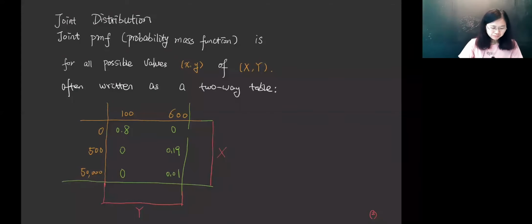Joint distribution, or joint probability mass function, is denoted f sub XY, little x, little y, where the capital X and Y stand for the random variables we are interested in, and the little x and little y stand for the realizations of the random variables. The PMF of X and Y is defined to be the probability that X equals little x and Y equals little y.